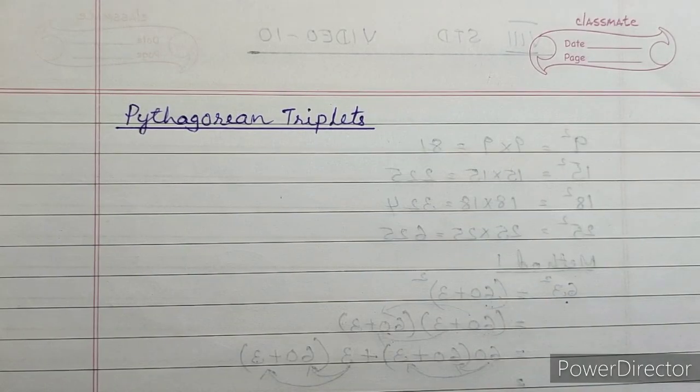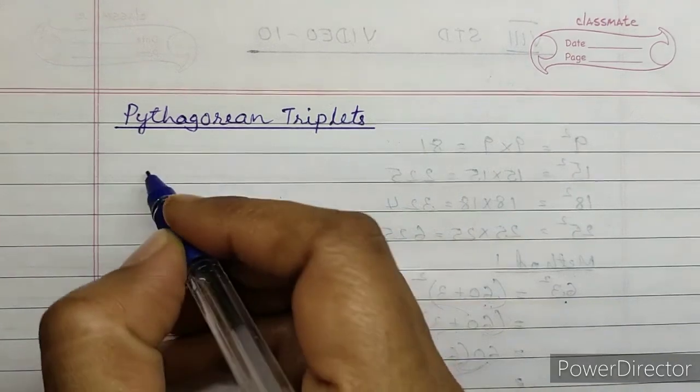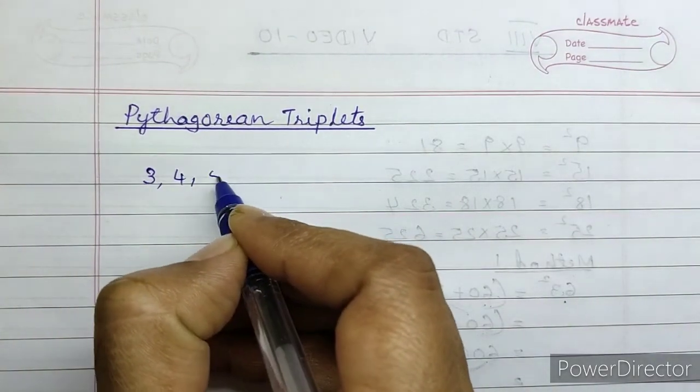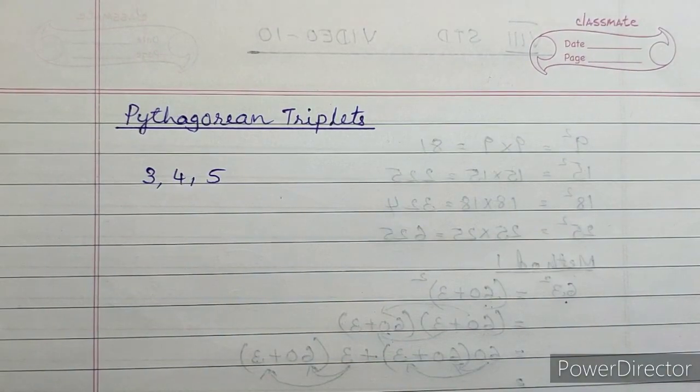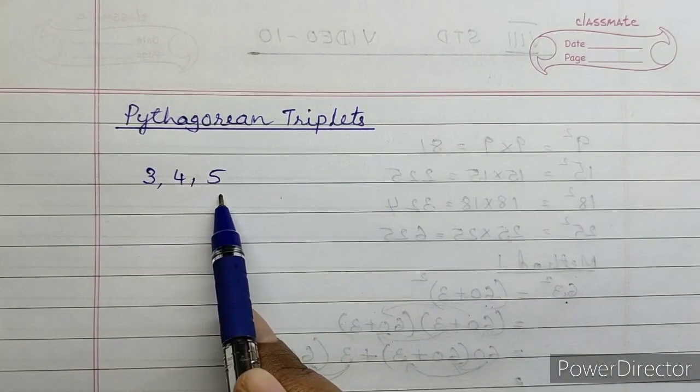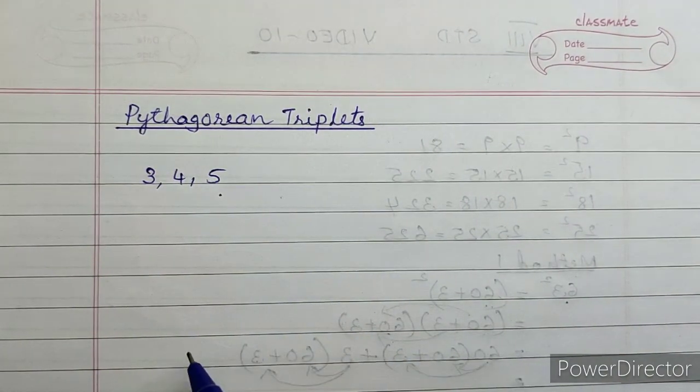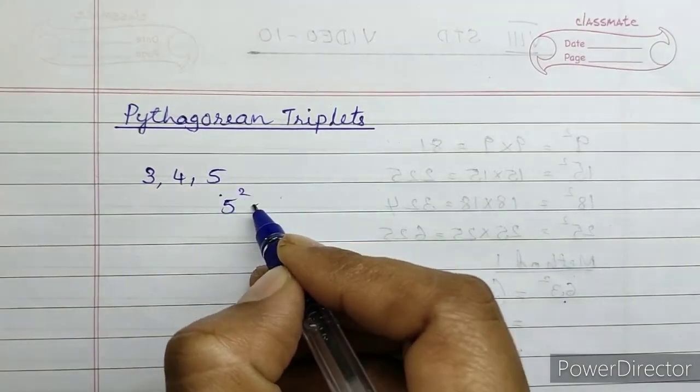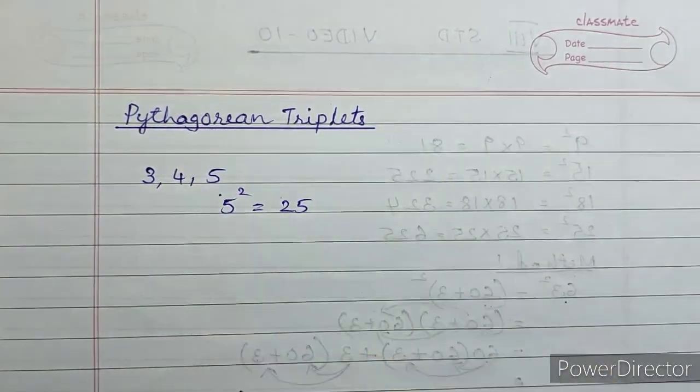It is Pythagorean triplets. So consider 3 numbers, 3, 4, 5. For example, you take 3, 4, 5. In this, biggest number is 5. What is the square of that biggest number? That is 5 square is equal to 25.